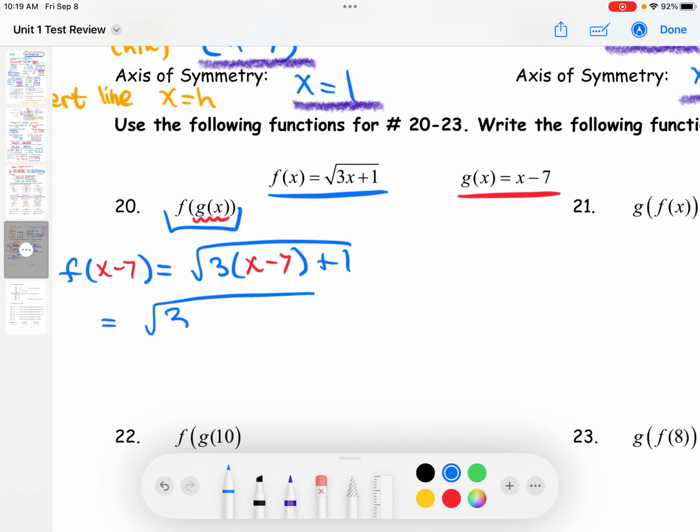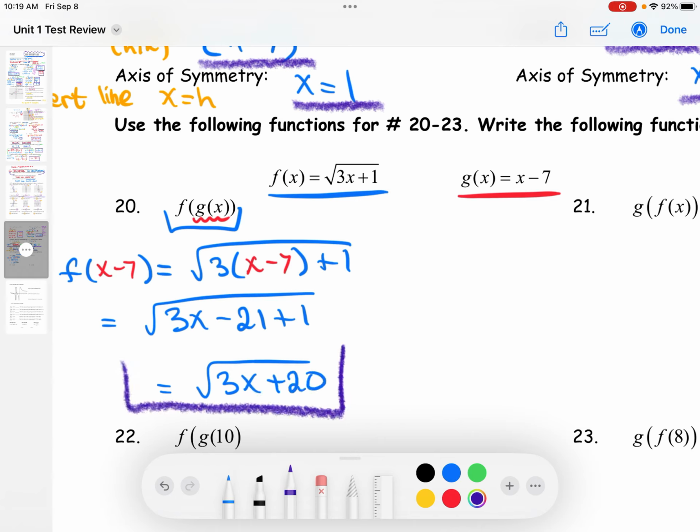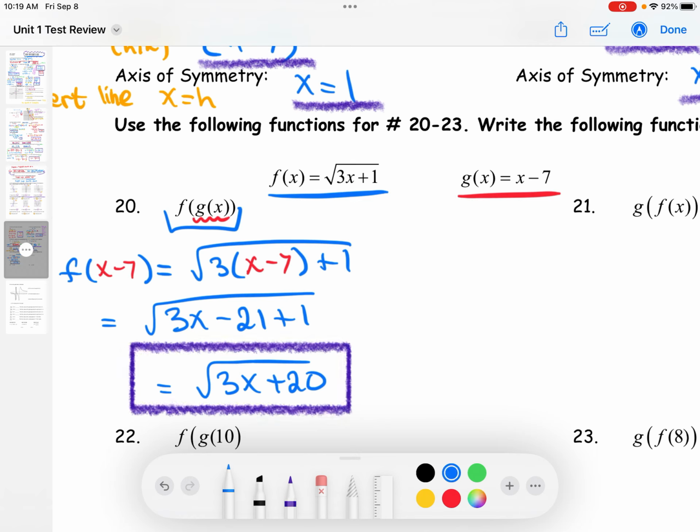So simplifying this, square root of 3x minus 21 plus 1, which is equal to the square root of 3x plus 20. F of g of x.